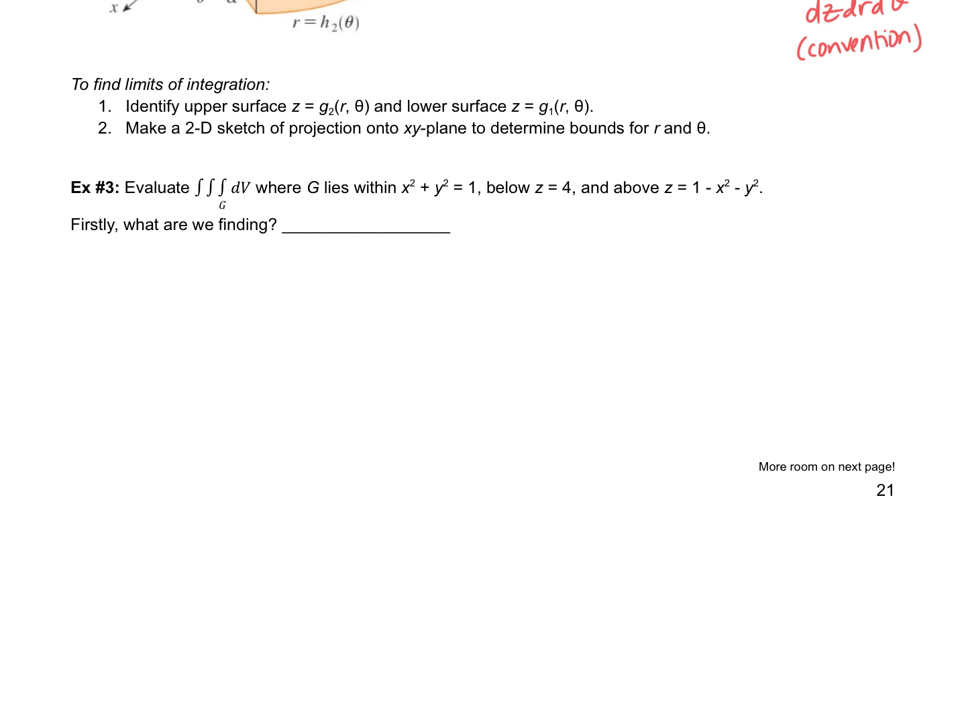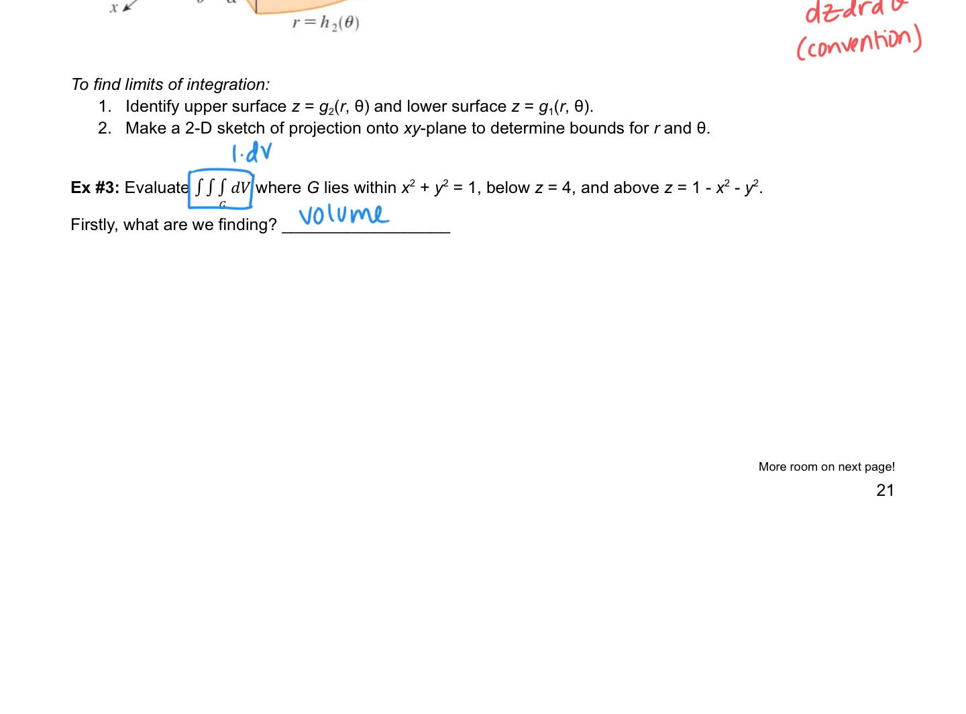Evaluate the triple integral of 1 dV, where the region lies within x squared plus y squared equals 1, below z equals 4, and above z equals 1 minus x squared minus y squared. So my first question for us is, what does this triple integral actually find? Well, any normal triple integral finds a hypervolume. But if we look at this one, this is 1 times dV. So what we are calculating is a volume. Triple integral of 1 dV is a volume, just like a double integral of 1 dA is an area. So we're looking for a volume.